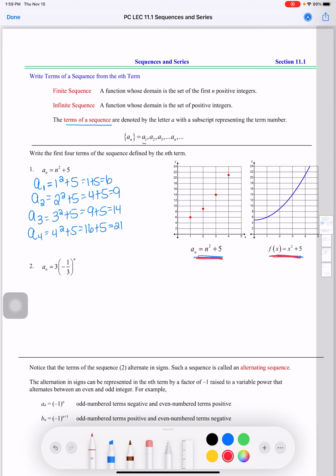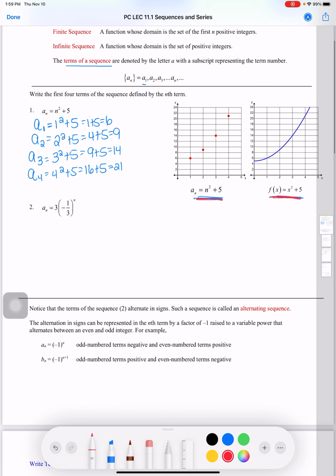So let's look at number 2. Same idea. It's asking us to find the first 4 terms of the sequence defined by a sub n, or defined by the nth term. So in this case, to find my first term, again, I would substitute 1 into that function. And if I do that, I get 3 times negative 1/3 to the first power, which is essentially 3 times negative 1/3, which is negative 1.